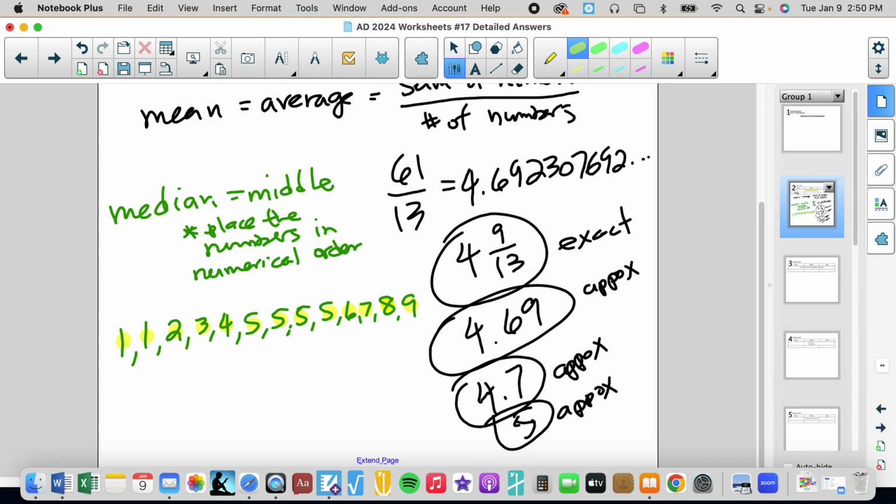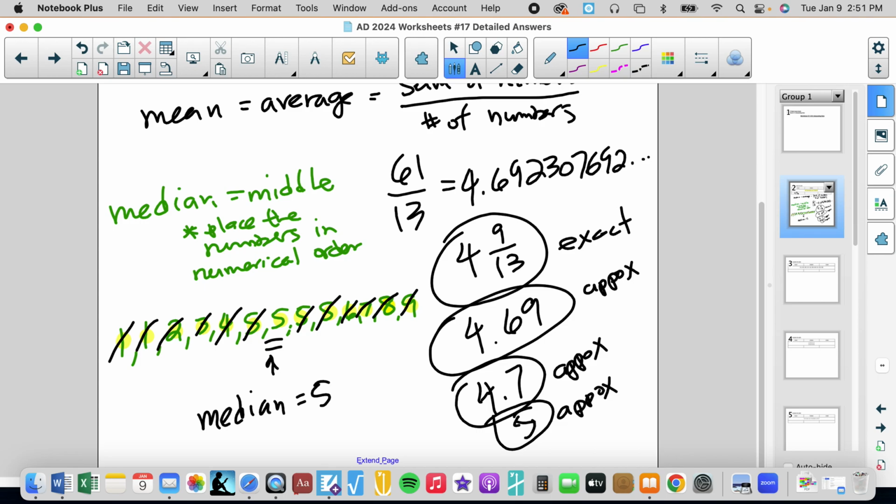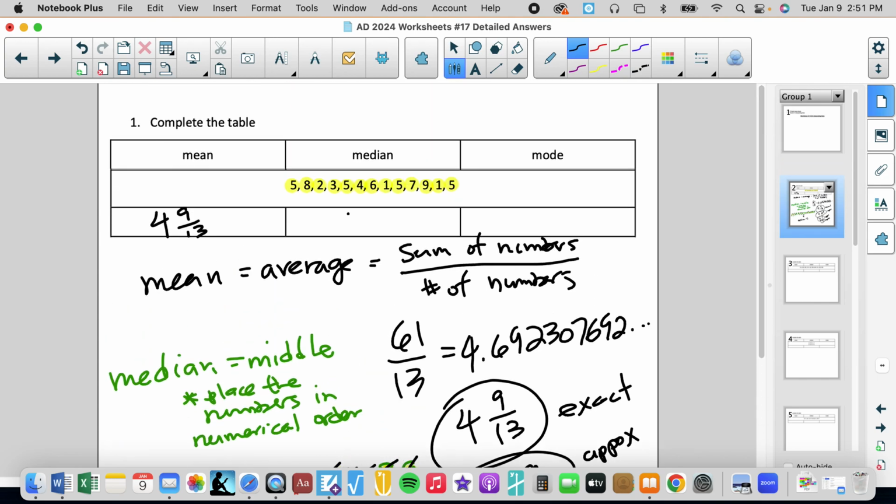Now, when we look for the middle, if there's 13, you're going to count to the 7th. It's a quick, fun way of figuring it out. We can cancel in this manner, but I would count to the 7th number because that would be half of 13. So that is my 1, 2, 3, 4, 5, 6, 7th number. So my middle, my median, is going to be 5. My median is 5, and then my mode would also be 5.